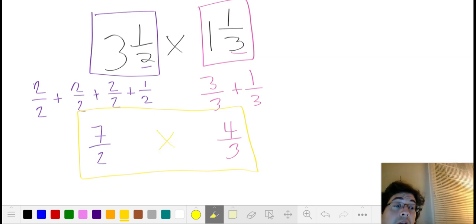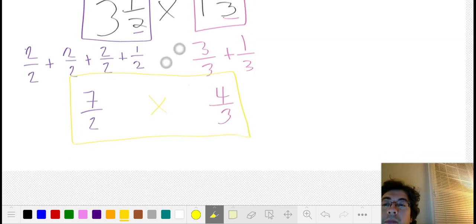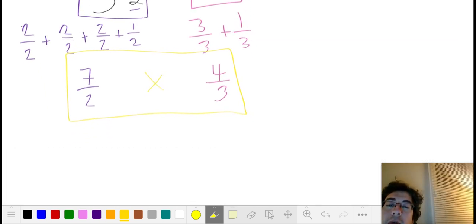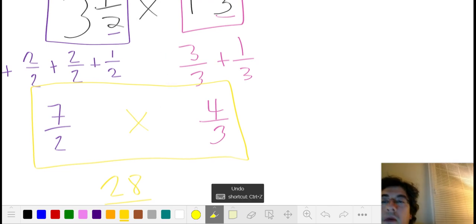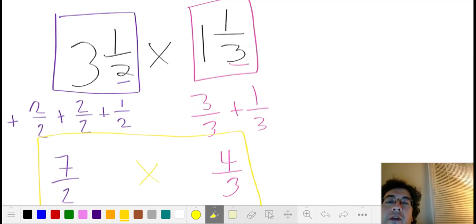Now I have a fraction times a fraction, and I know how to solve this. So I'm going to multiply the numerators 7 and 4 together. That's going to give me 28. And I'm going to multiply my denominators together, 2 and 3, and that's going to give me 6. So the product of 3 1/2 times 1 1/3 is 28 over 6.